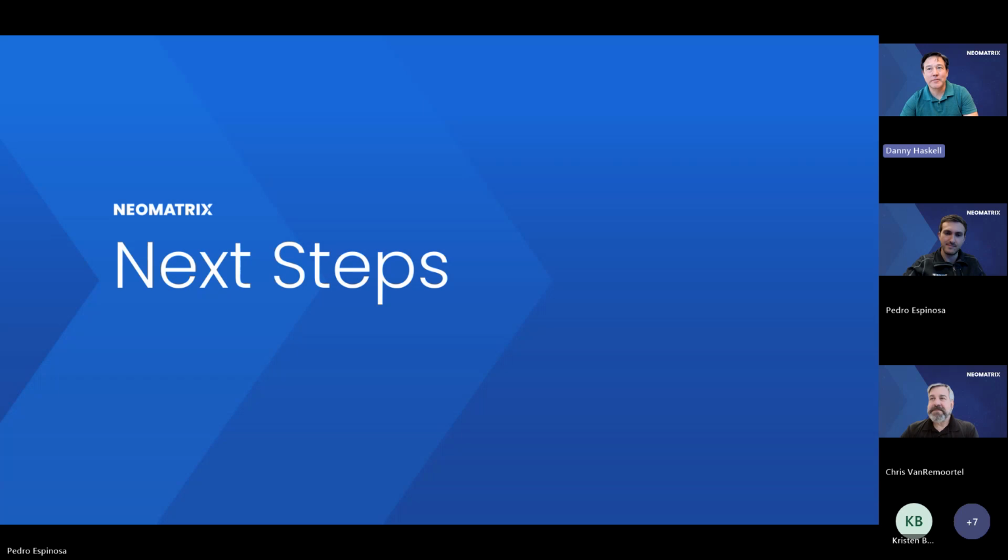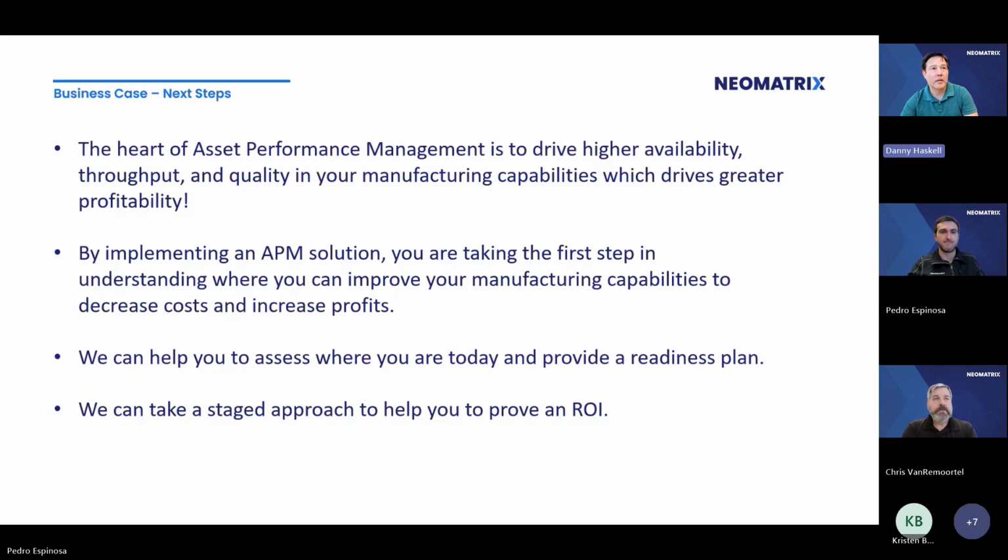Yeah, so next steps, if you want to go to the next slide. So at the heart of asset performance management, it's really to drive higher availability, throughput, and quality in your capabilities, ultimately leading to better profitability. And by implementing this solution, you are really taking the first step in understanding what you can do to improve your manufacturing capabilities, to ultimately decrease your cost and increase profits.